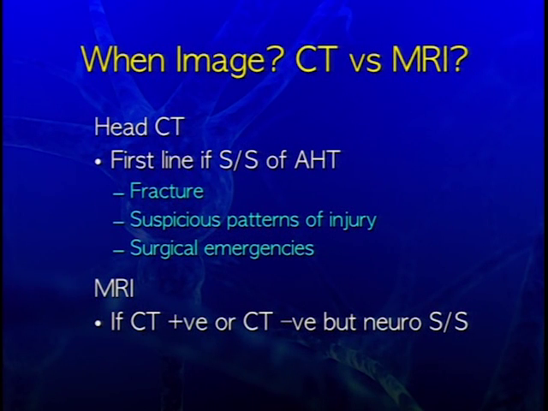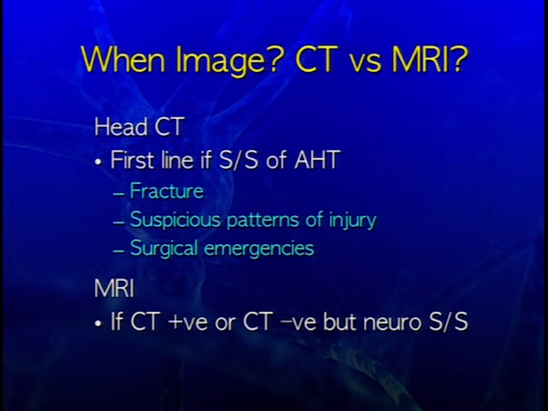CT versus MRI. I'll just go quickly through this. You'll have this in the handouts that I'll pass around just after I finish the talk. CT is still the first line for fractures, suspicious patterns of injury, and to make sure we identify surgical emergencies. MRI, we want to do in everybody, but as we try to be responsible about the use of MR, we do it when the CT is positive, or if there are still neurological signs and symptoms in the presence of a negative CT.